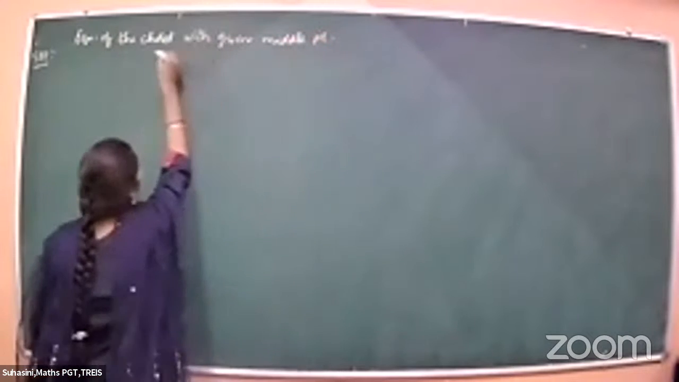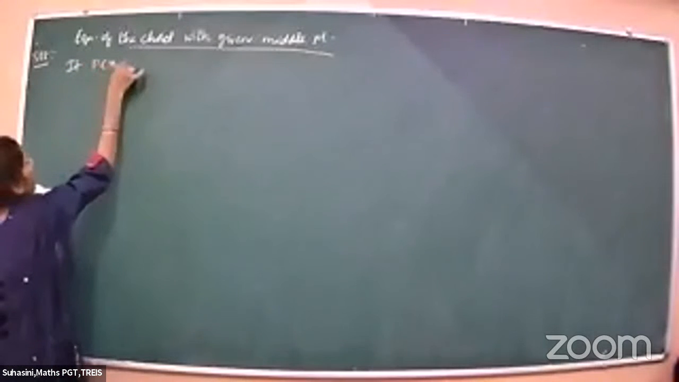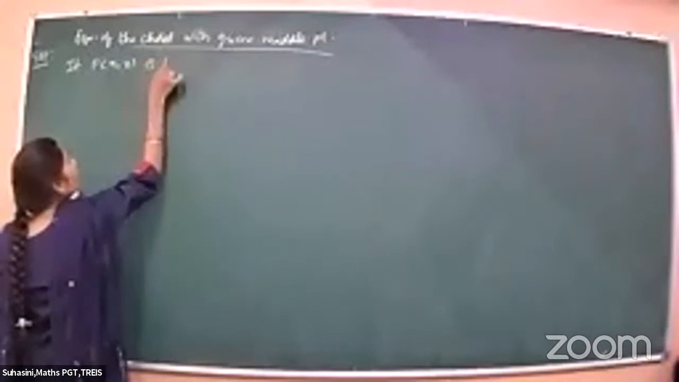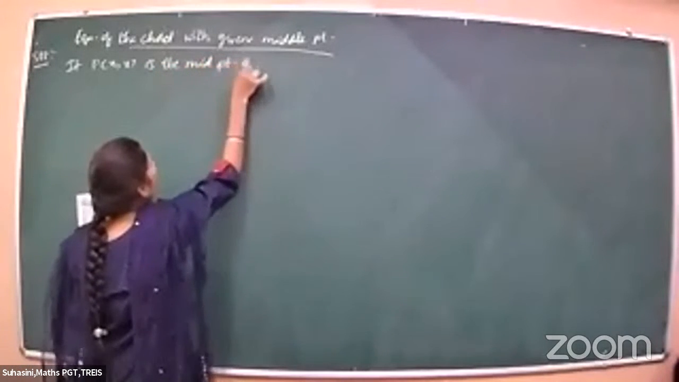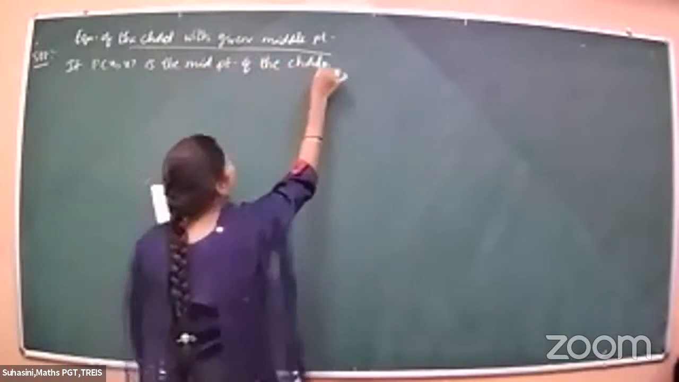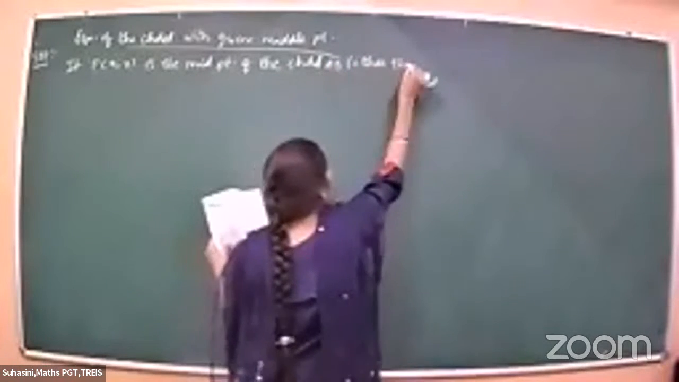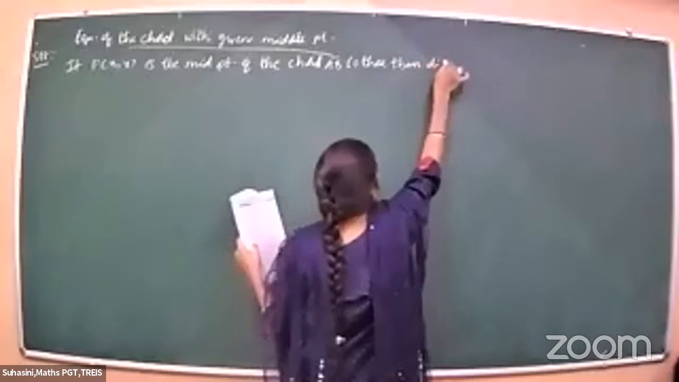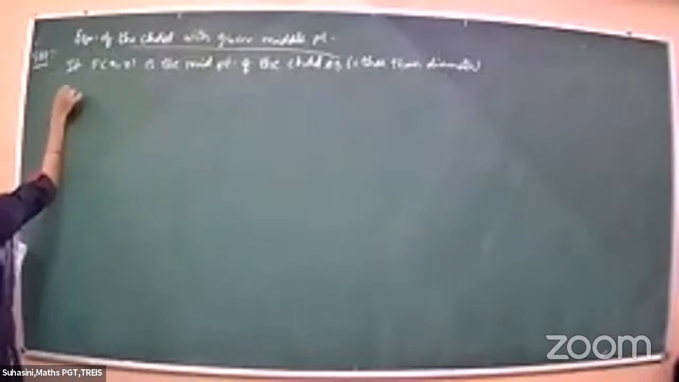When are we writing the equation of the chord? When we know the midpoint of the chord. Let us take the statement: if P(x1, y1) is the midpoint of the chord AB, and this chord AB is other than a diameter. Okay, we are not taking AB as a diameter, but some other chord of the circle.